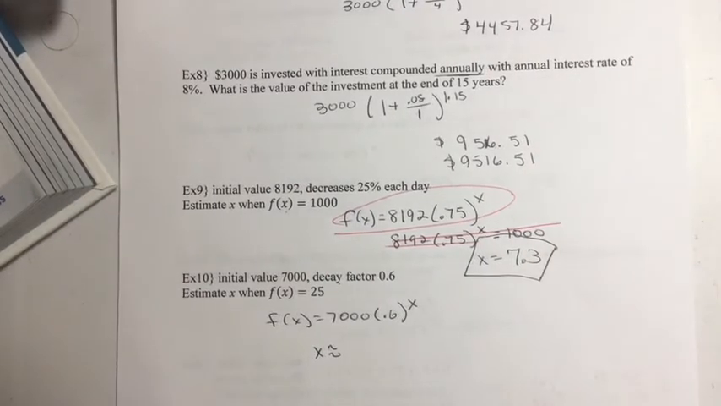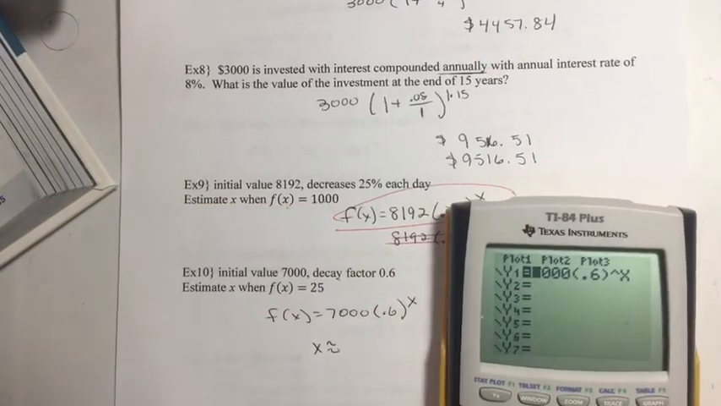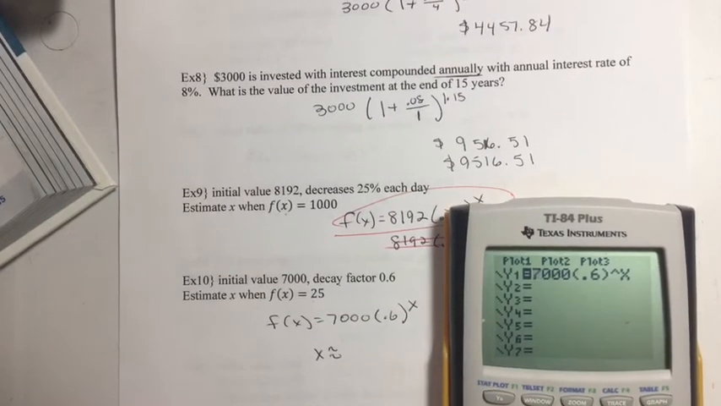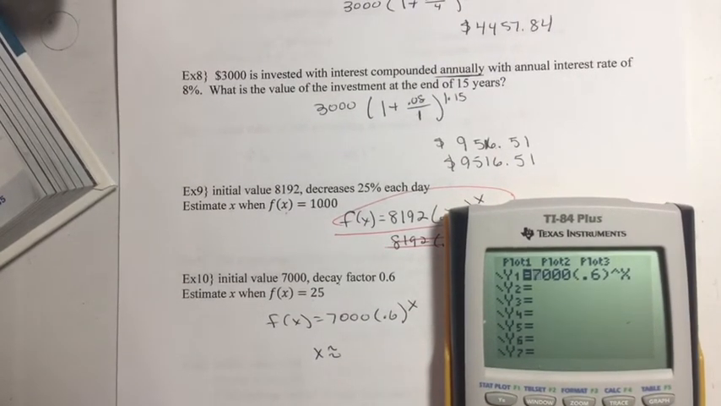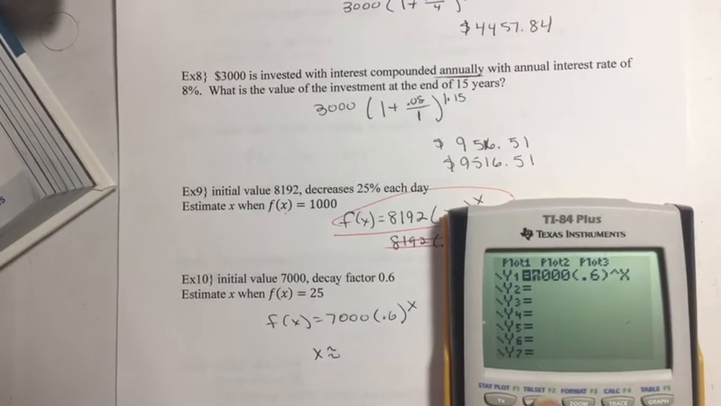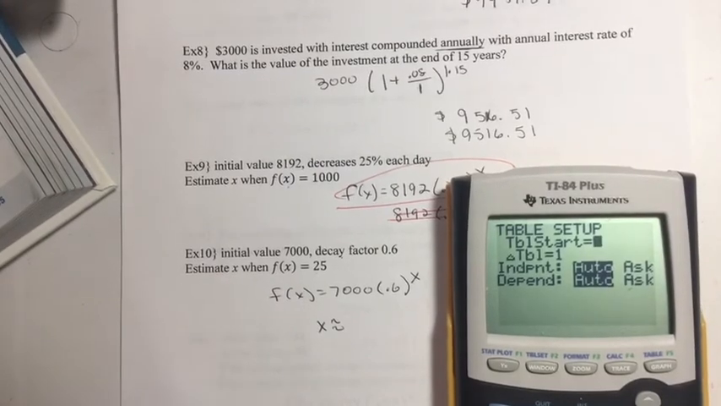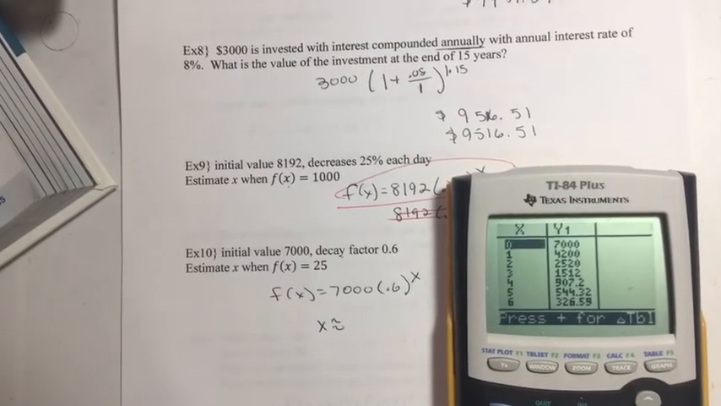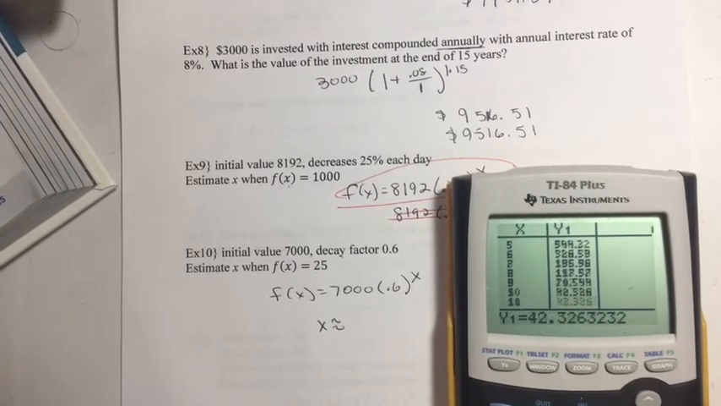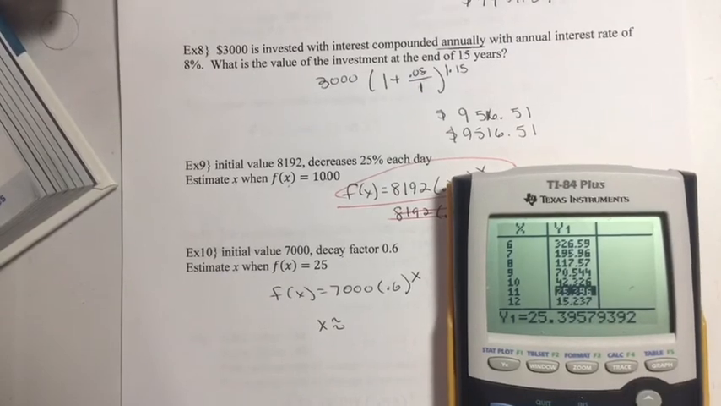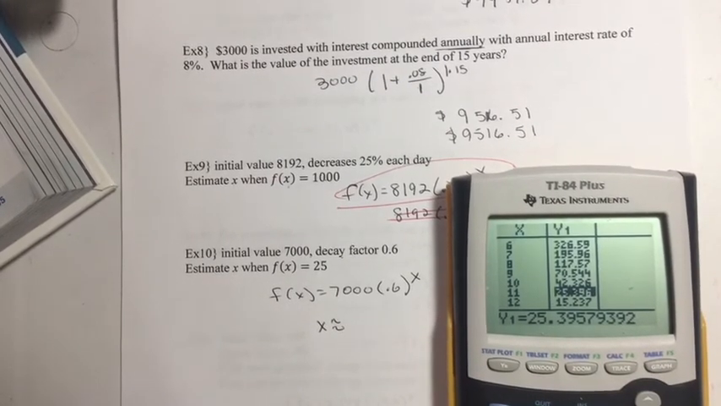Did you get an answer? Okay, here is my answer equation. I put in 7,000 times 0.6 to the x power. I can check my table, my second table set. I am going to start it at 0 again. Now go to the table, second table, and there's a table. I need the answer, the y column, to be 25. I'm way high right now. I'm going to keep going. 117, 25.396. That's pretty good. And when does that happen? When the x is about 11.